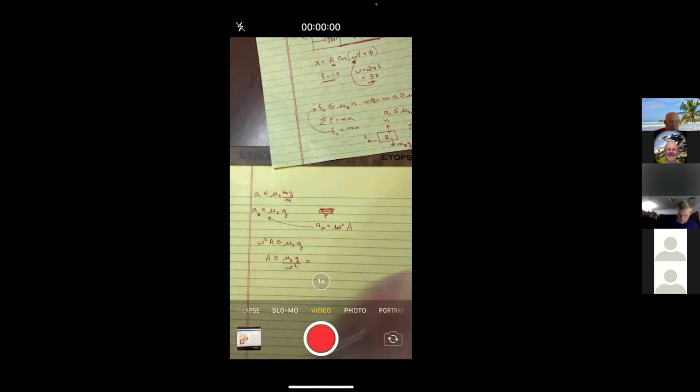And now I need to come back. I kind of got lost there when my screen froze, but it says, what is the maximum amplitude? Yeah, and so for it not to slip, the amplitude has to be less than that. So the maximum is when it's equal to that. So let me put in my numbers now.